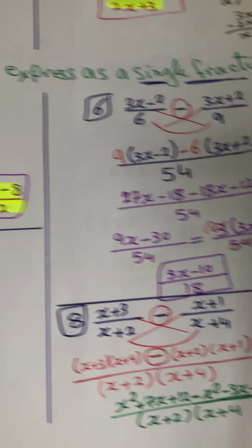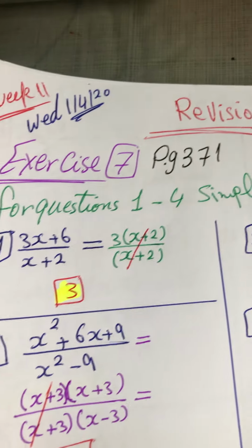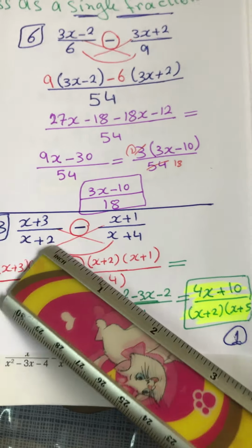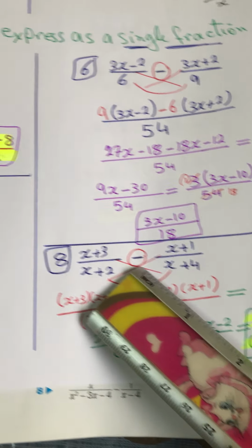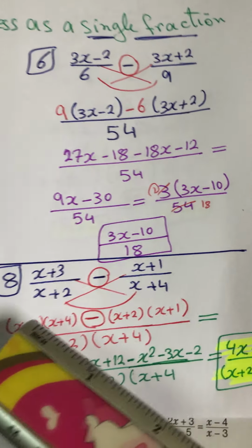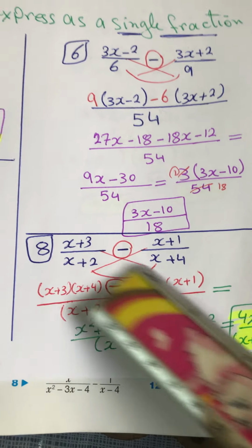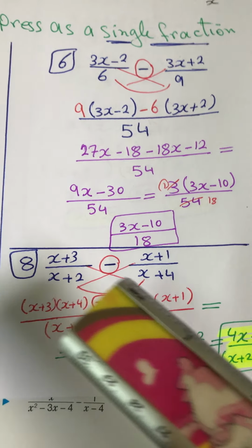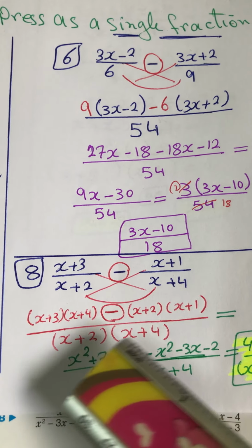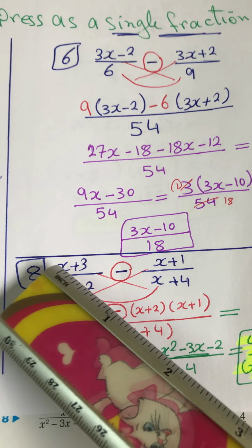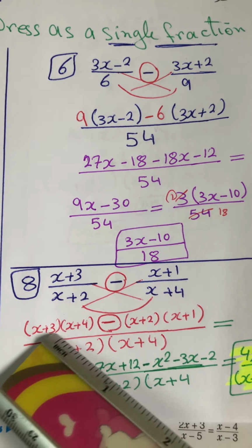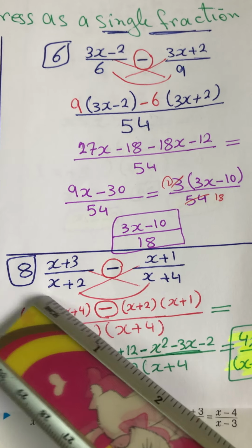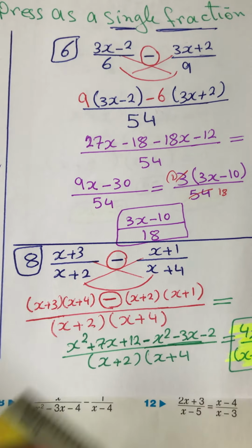I'm still in exercise 7, page 371. I have subtraction. Take care from the negative sign. I'll make this multiplication. So the like denominator will be x plus 2 in brackets times x plus 4 in another brackets. Like this. And here x plus 3 in brackets multiply x plus 4 in another brackets. Minus x plus 1 in brackets multiply x plus 2 in another brackets, like this.